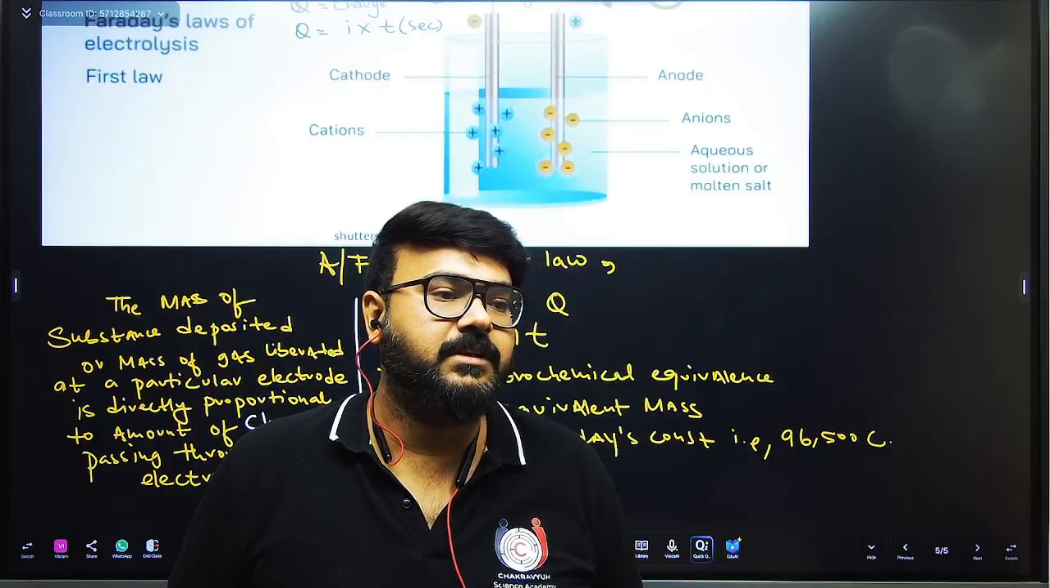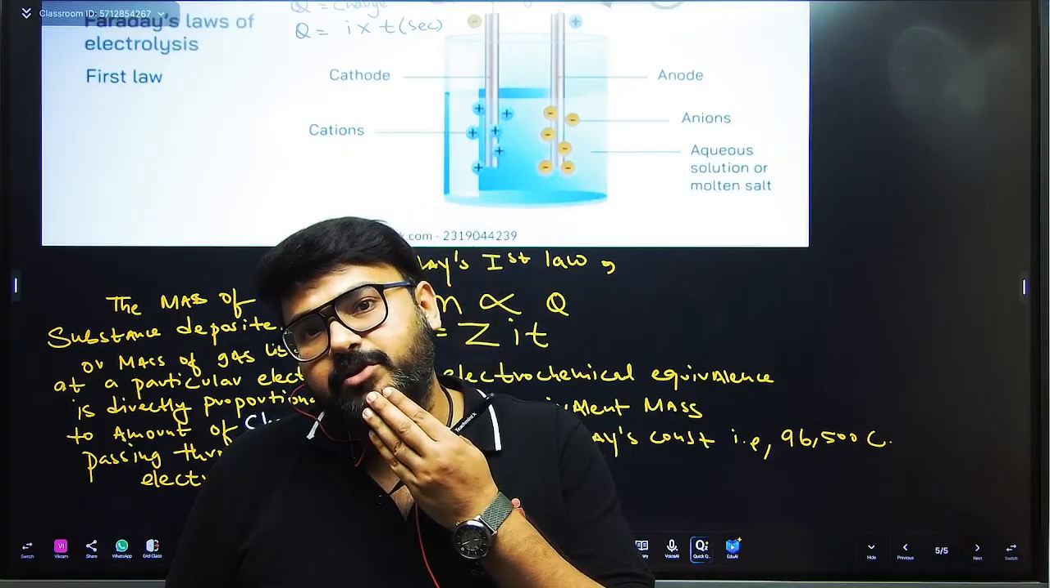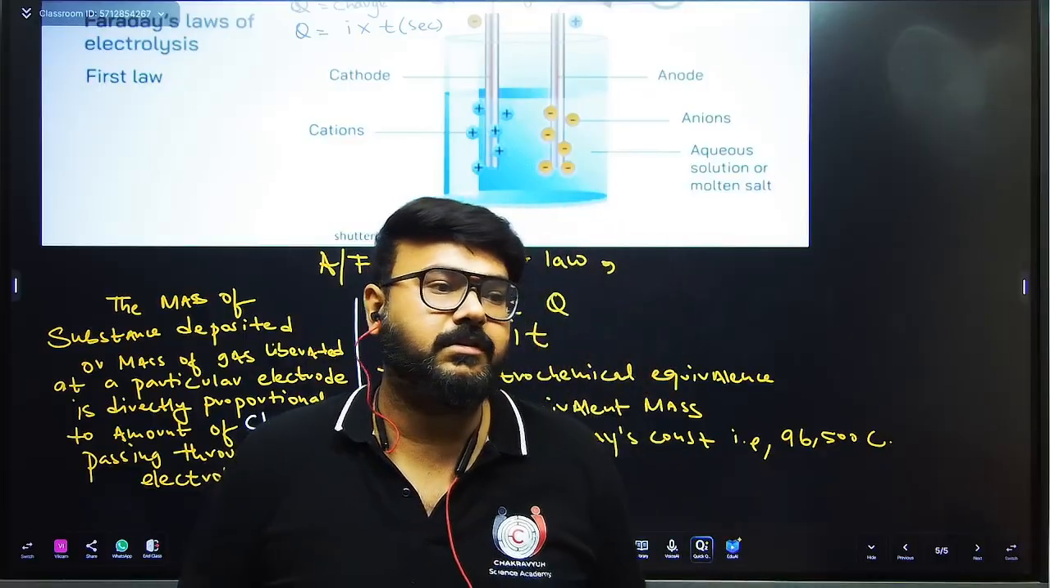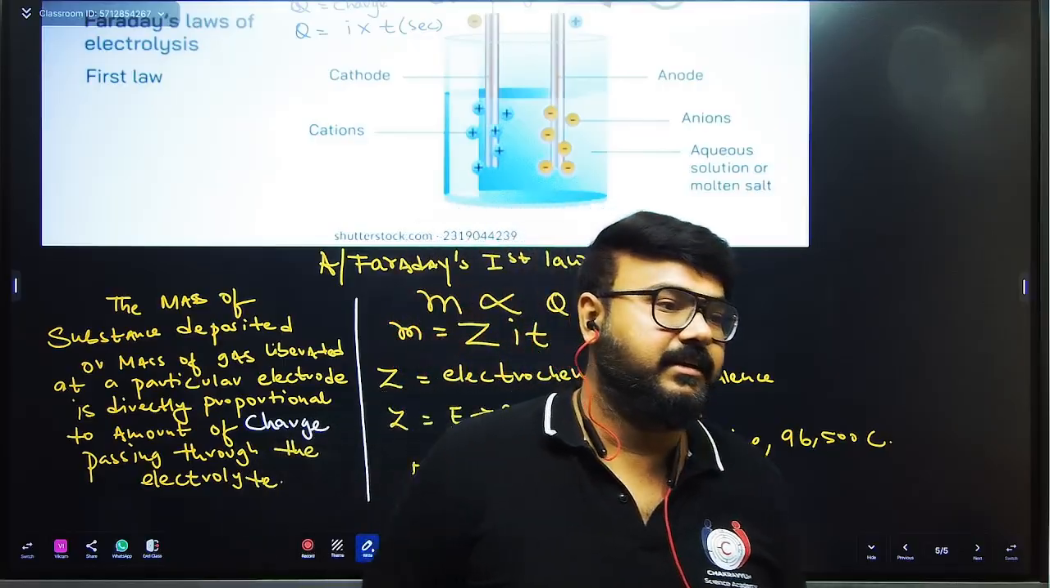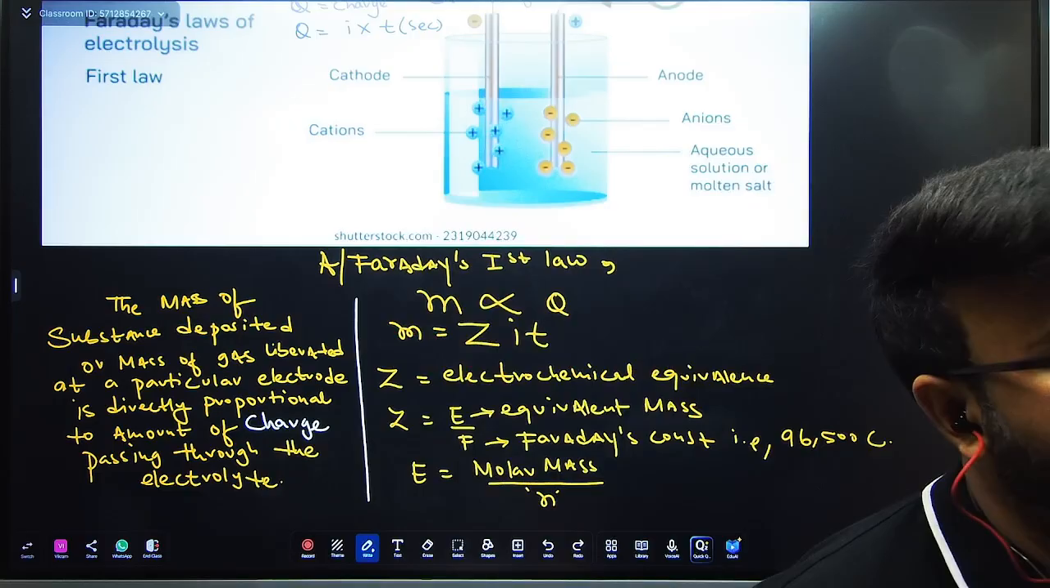Kohlrausch's law will be left. And we also have to see special cases of the Nernst equation with delta G and Kc, the equilibrium constant and Gibbs free energy.